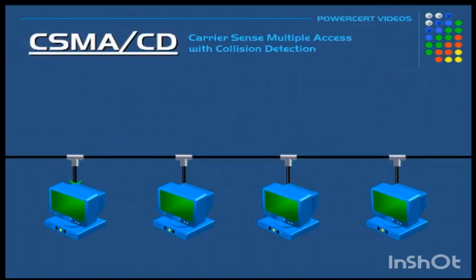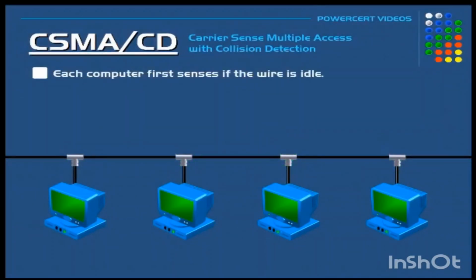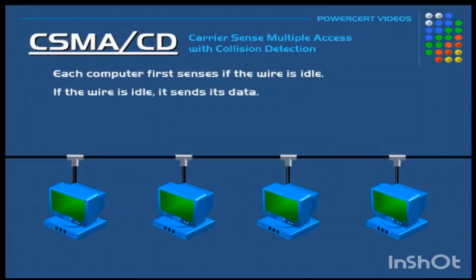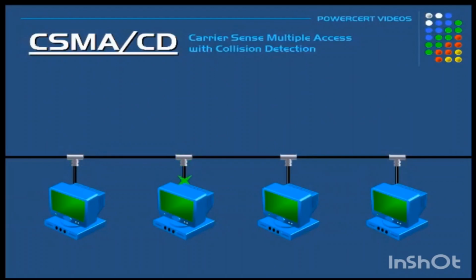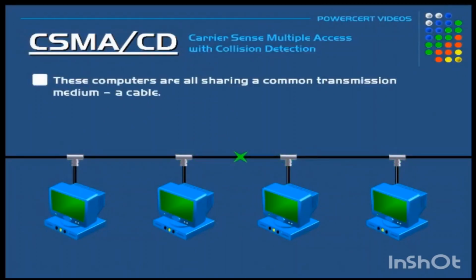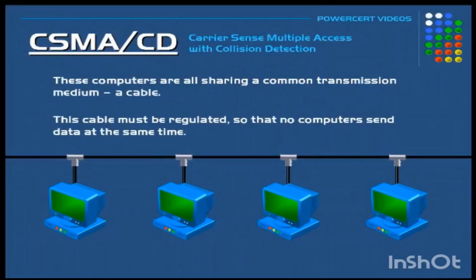CSMA-CD basically works by each computer first sensing if the wire is idle, and if the wire is idle, it sends its data, therefore avoiding collisions. But if two computers try to send data at the same time, a collision happens. And if a collision happens, the computers will wait and later try to resend the data. Here we have an example of four computers. These computers are all sharing a common transmission medium called a cable. This cable must be regulated so that no computers send data at the same time, which would result in a collision. And when a collision happens, it causes data loss or data corruption.